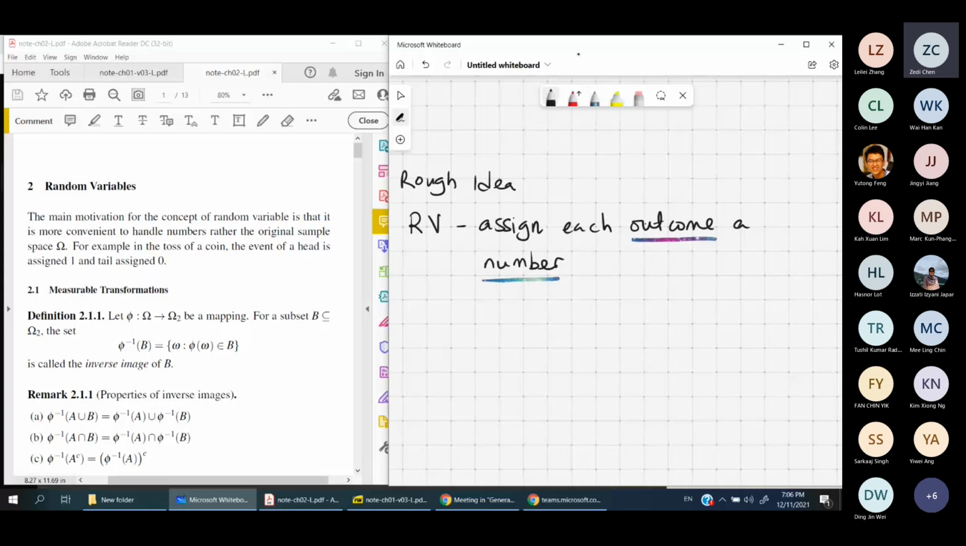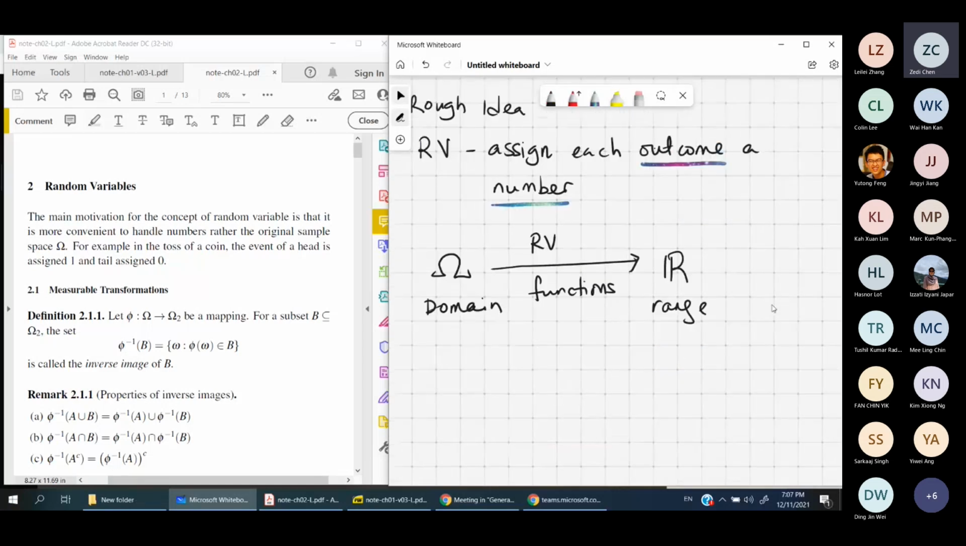First of all, we have omega, which consists of all the outcomes. By using a random variable, we correspond each element here to a number. Roughly speaking, a random variable is a function whose domain is the sample space, and the range will be in R. So this is the rough idea for it.